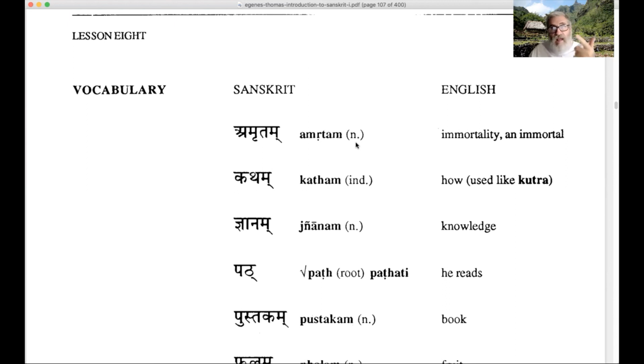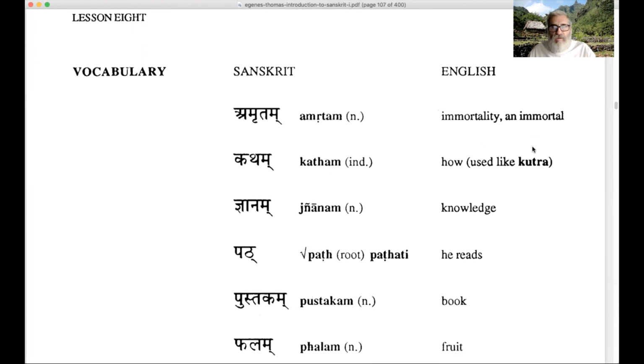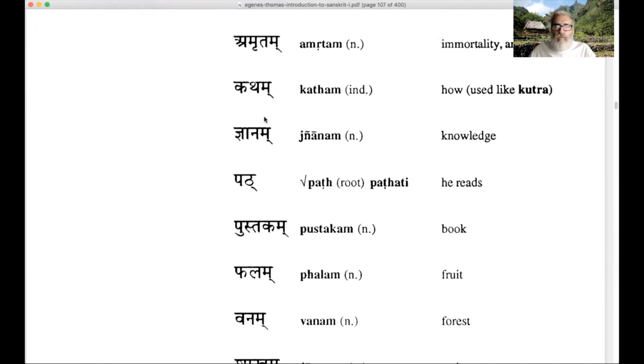Because they have some slightly different endings. Amritam is neuter. So normally, we won't confuse things by saying Rama and Phala. We'll say Ramaha and Phalam, giving the nominative singular of each noun when we want to indicate the gender of the noun, right? That'll tell us. So amritam means immortality or an immortal, a person who is immortal, or a thing that's immortal.